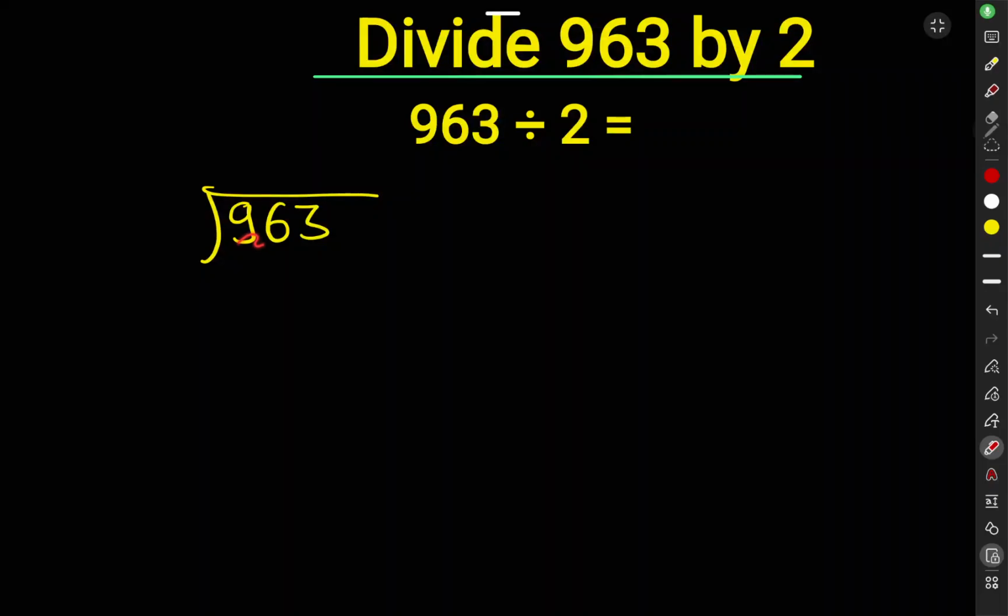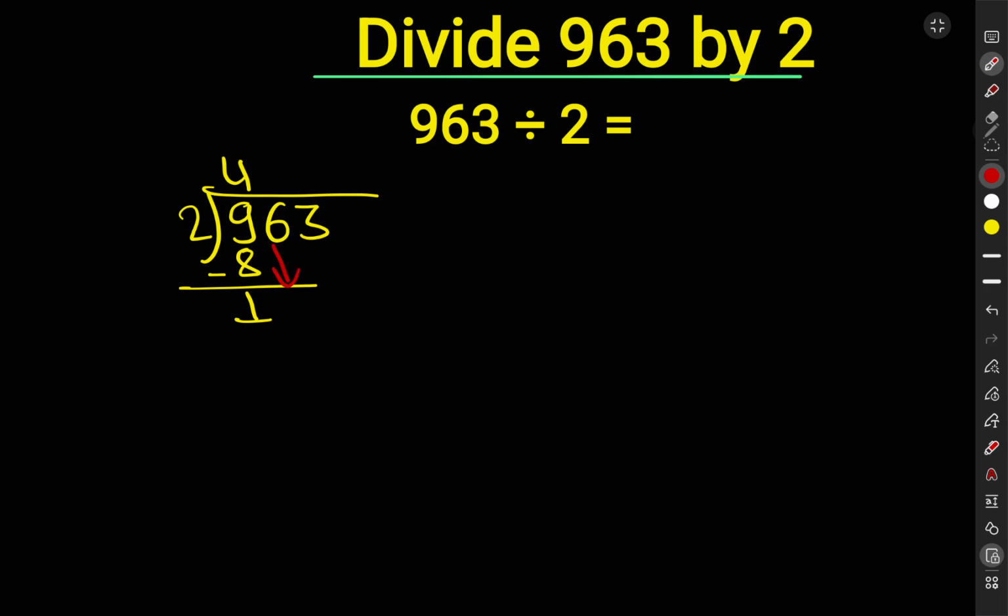We divide 963 by 2 in a long division method. So 2 times 4 is 8. On subtracting we get 1.